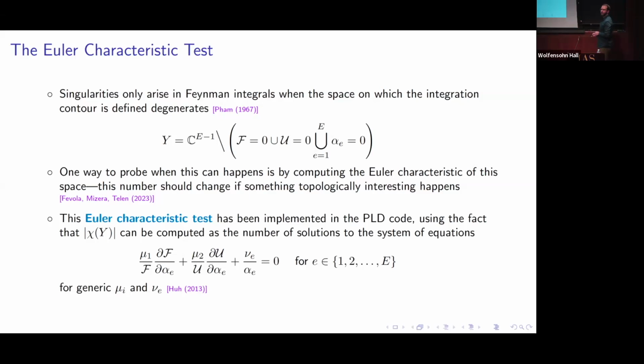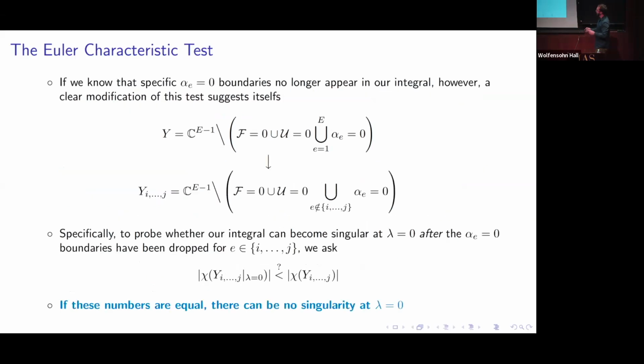But given what I've been telling you, there's a natural modification of this Euler characteristic test that we might consider. Once we start computing discontinuities, if we start dropping some of these boundaries in the original Feynman parameter integral, it no longer makes sense to subtract off every single one. So we can now consider this modified space of integration variables where we only subtract off the integration boundaries that still actually exist in our integral.